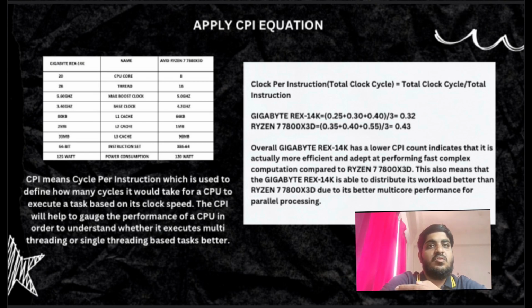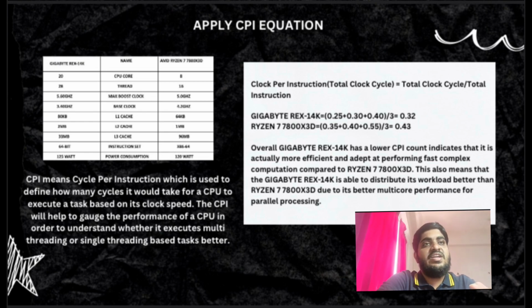CPI is a measurement to indicate how many cycles it will take for the CPU to execute a task based on its clock speed. As you can see here, here's the formula of CPI, which is total clock cycle divided by total instruction. We have three different total clock cycles, which is then divided by total number of instruction, which is 3. So for Gigabyte Rex 14K, we scored 0.32. Meanwhile, for Ryzen 7 7800X3D, we scored 0.43.